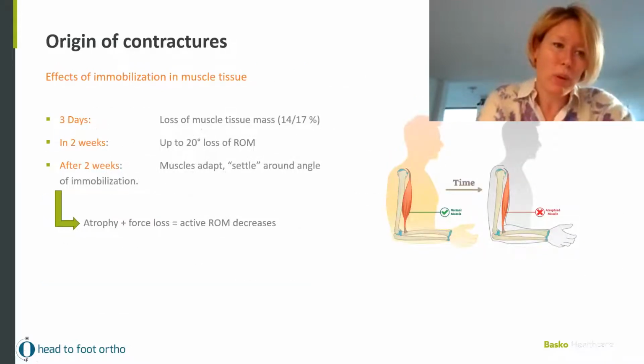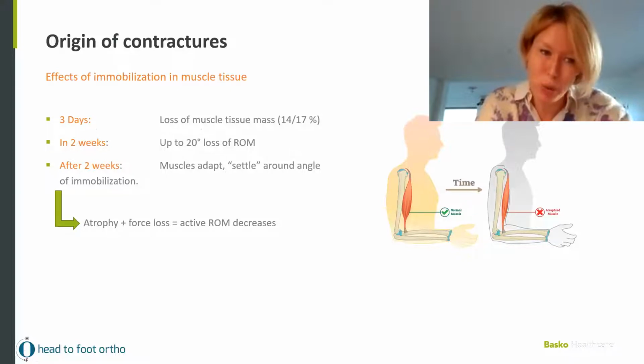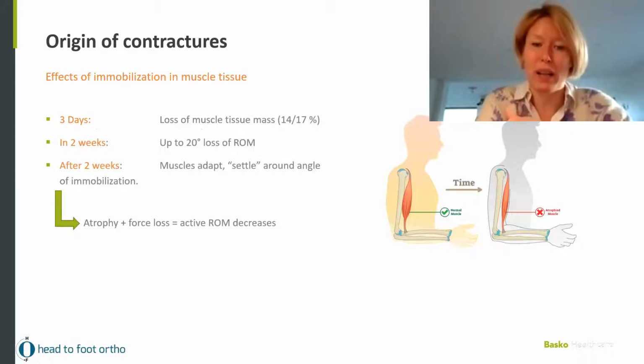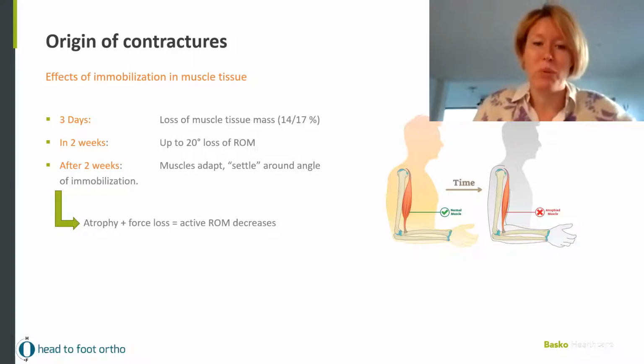When you look at immobilization, we can see that in 3 days we lose up to 17% of muscle through atrophy. We know it goes really fast. In 2 weeks, we can lose up to 20 degrees of range of motion. This is huge. And after 2 weeks, the muscle will adapt in length and settle around the angle of immobilization, and that atrophy and force loss will make the active range of motion decrease. It goes really, really fast.